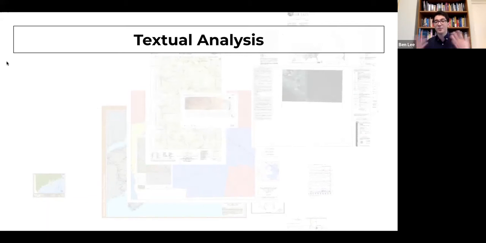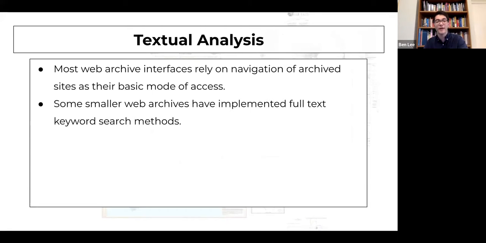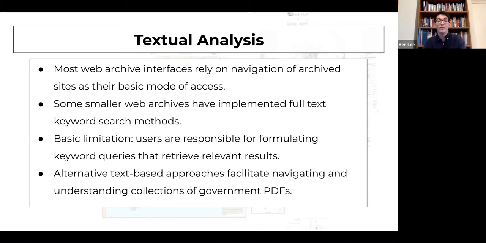And in the interest of time, I just want to give some very basic motivation. So I'd say that most web archive interfaces rely on navigation of archive sites as their basic mode of access. Some smaller web archives have implemented full keyword text search methods, but there's a really central limitation here, which is that users are responsible for formulating keyword queries that retrieve relevant results. And what about if we want to help facilitate this? So here we can think about alternative text-based approaches that can help facilitate navigating and understanding collections of government PDFs or web archives in general.